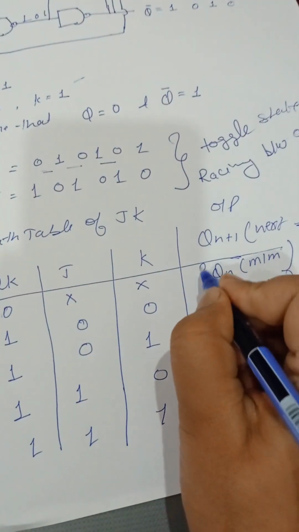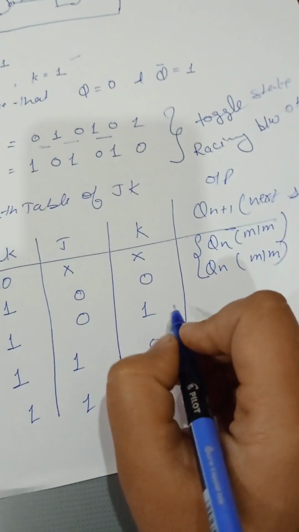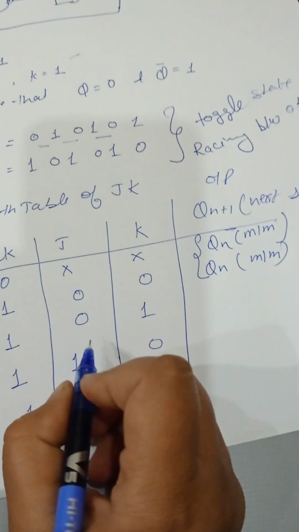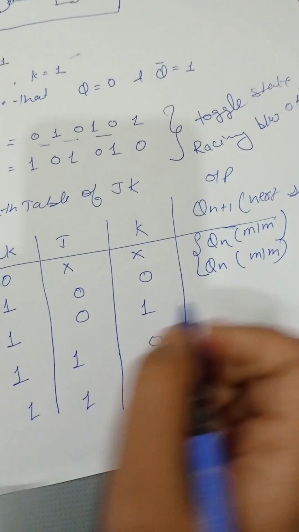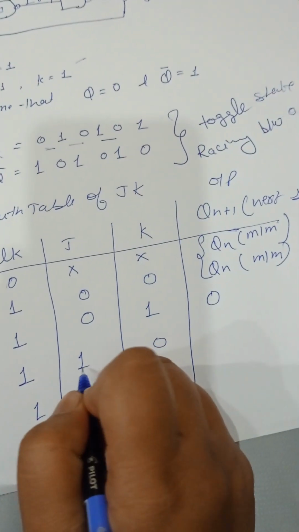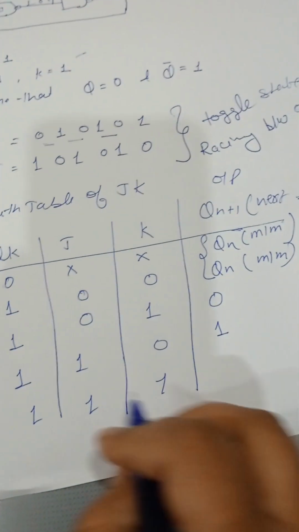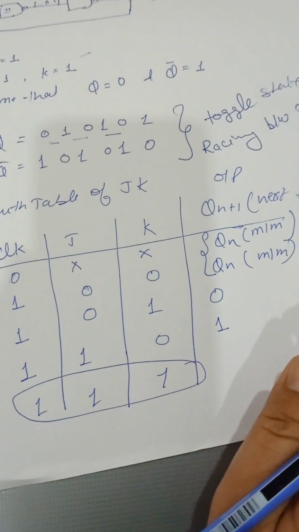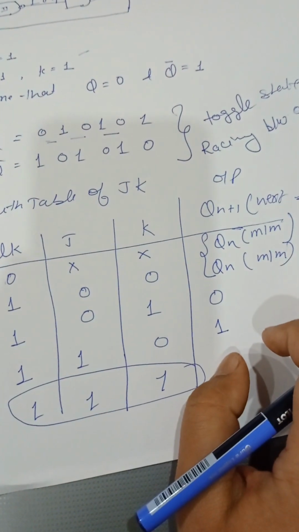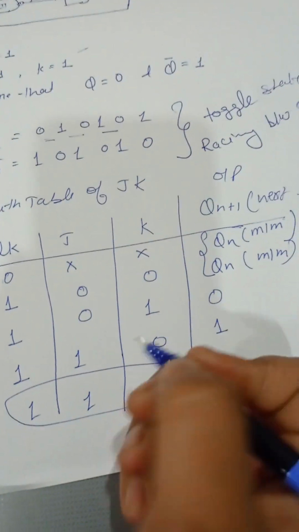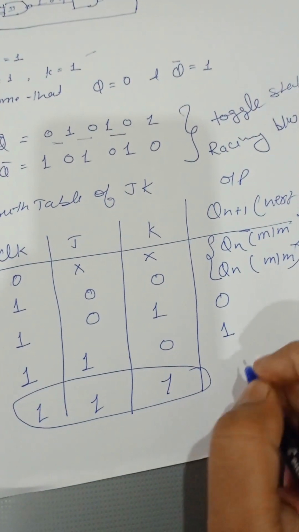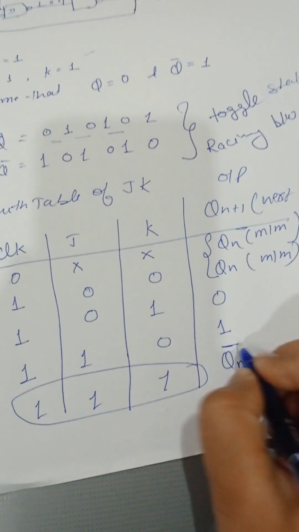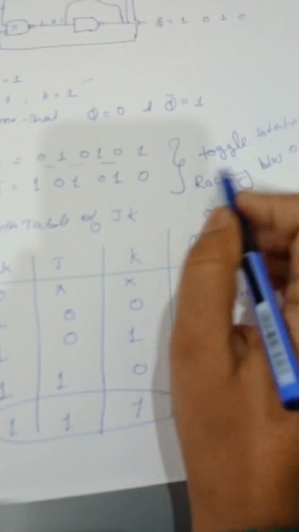The previous state we supposed to be denoted by Qn. So whenever this one is 0 1, this one is 0, for 1 0, this one is 1. And in the last case, that is the invalid case in SR, but by using the JK flip-flop we are obtaining this last state, and that is nothing but your Qn complement.